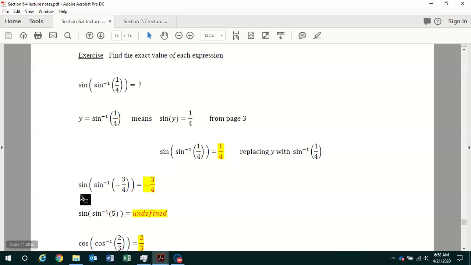So in this next example, we're taking the sine of the inverse sine of -3/4. Well, the domain of the inverse sine function are the numbers from -1 to 1. Well, -3/4 is between -1 and 1. So the sine and the inverse sine cancel in the composition, and the sine of the inverse sine of -3/4 is just equal to -3/4.